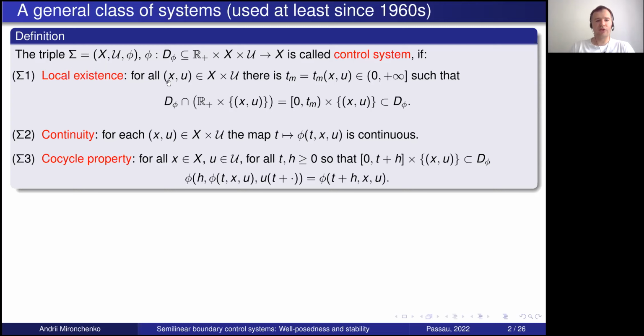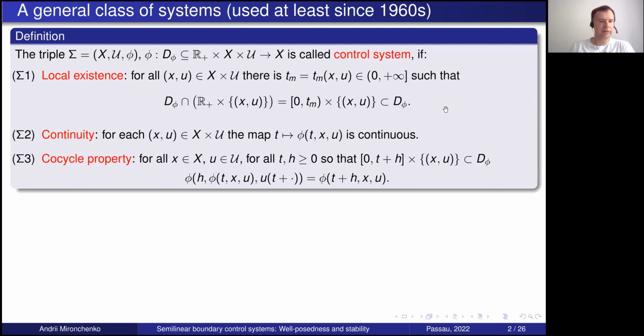so let's say for each initial condition x, for any input u, there is some time Tm such that the corresponding solution, this map phi of x, u, is defined on the interval from 0 to Tm. We also assume that this solution is a continuous map and that it satisfies a cocycle property.